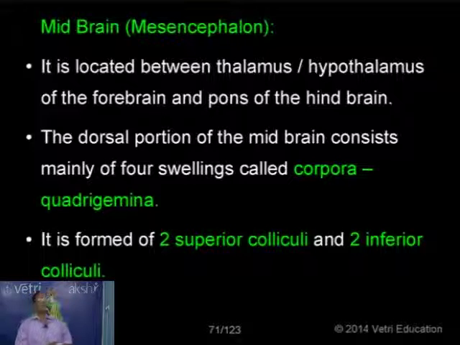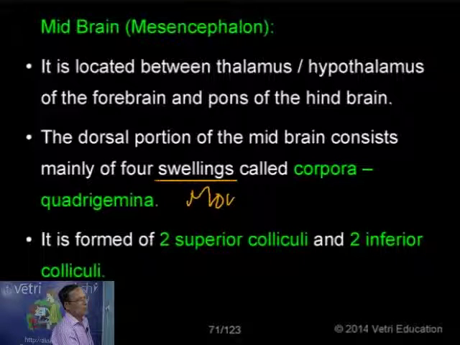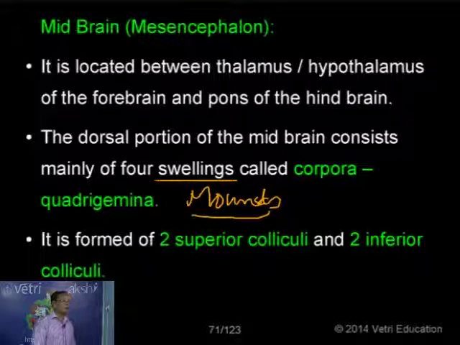If you take the midbrain, the dorsal portion of the midbrain shows four swellings. These four swellings together are known as corpora quadrigemina. So there are four mounds we can see, four swellings. The dorsal portion, not the ventral portion, of the midbrain consists of four swellings or mounds, and these mounds together form the corpora quadrigemina.